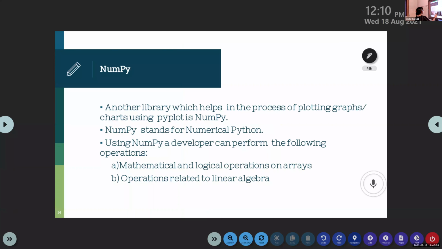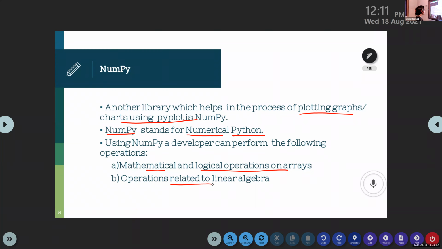Okay, so NumPy is another library which helps in the process of plotting graphs and charts using PyPlot. NumPy stands for numerical Python. It has been used by developers for what operations? For doing mathematical and logical operations on arrays and operations related to linear algebra. It is used for operations related to numbers, numerals, isn't it? So it does the operation related to arrays.